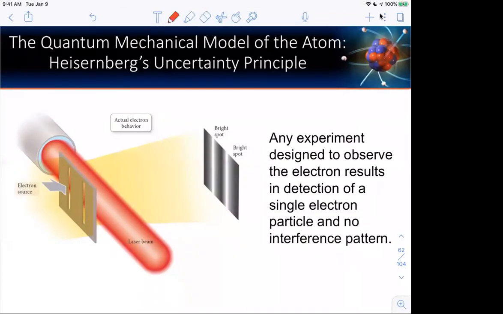Now, this is what we were talking about before. When I have this electron source and I have my slit, and now I put this laser beam here, this experiment is designed to detect the single electron particle. So what I see is the results for the single electron particle, and I get no interference pattern. So this shows Heisenberg's uncertainty principle. If I can observe the particle, I don't know anything about the wave.